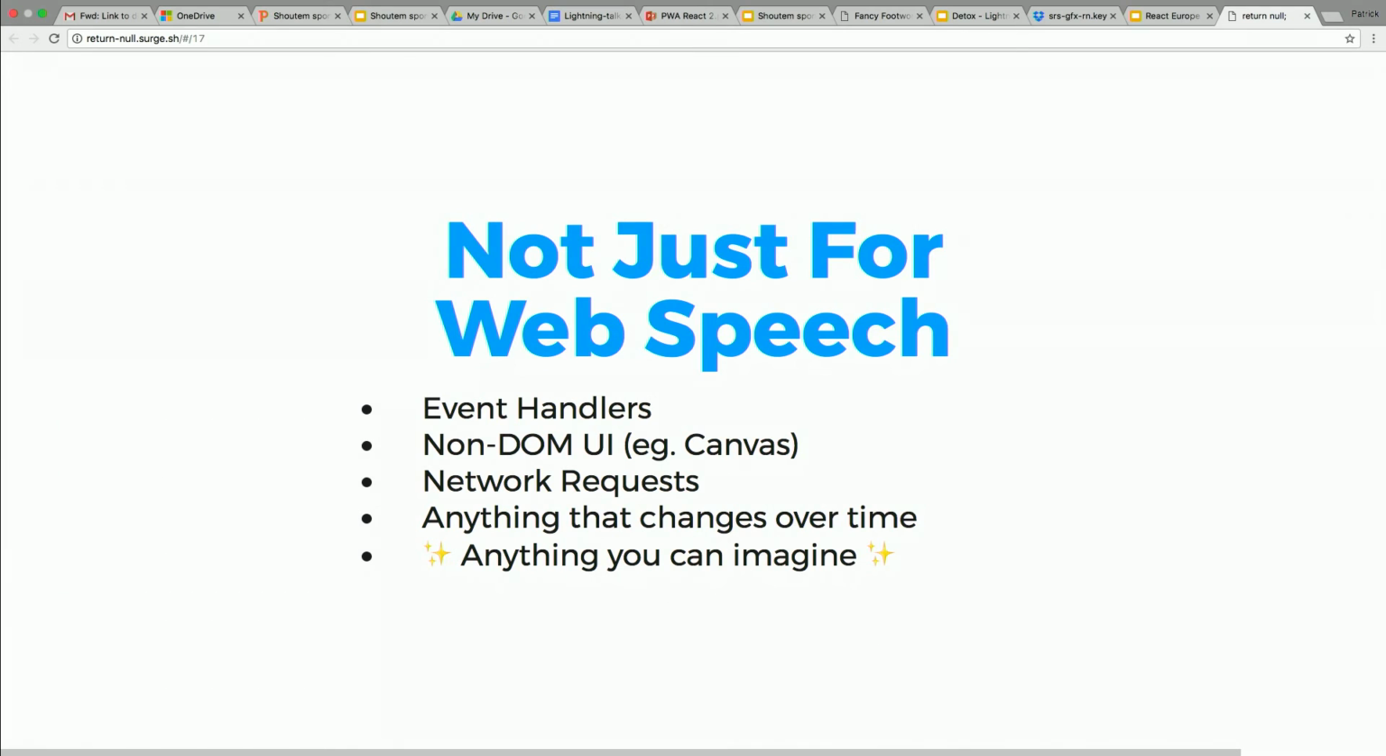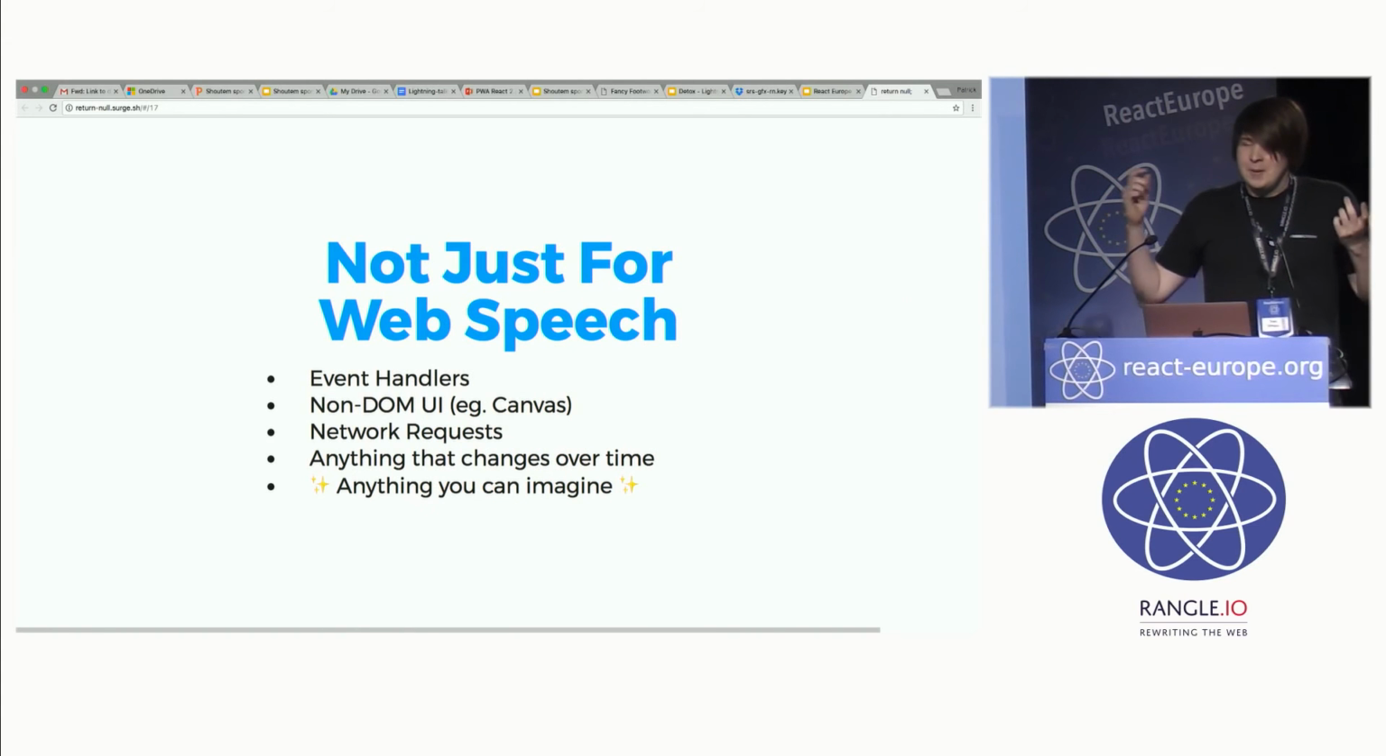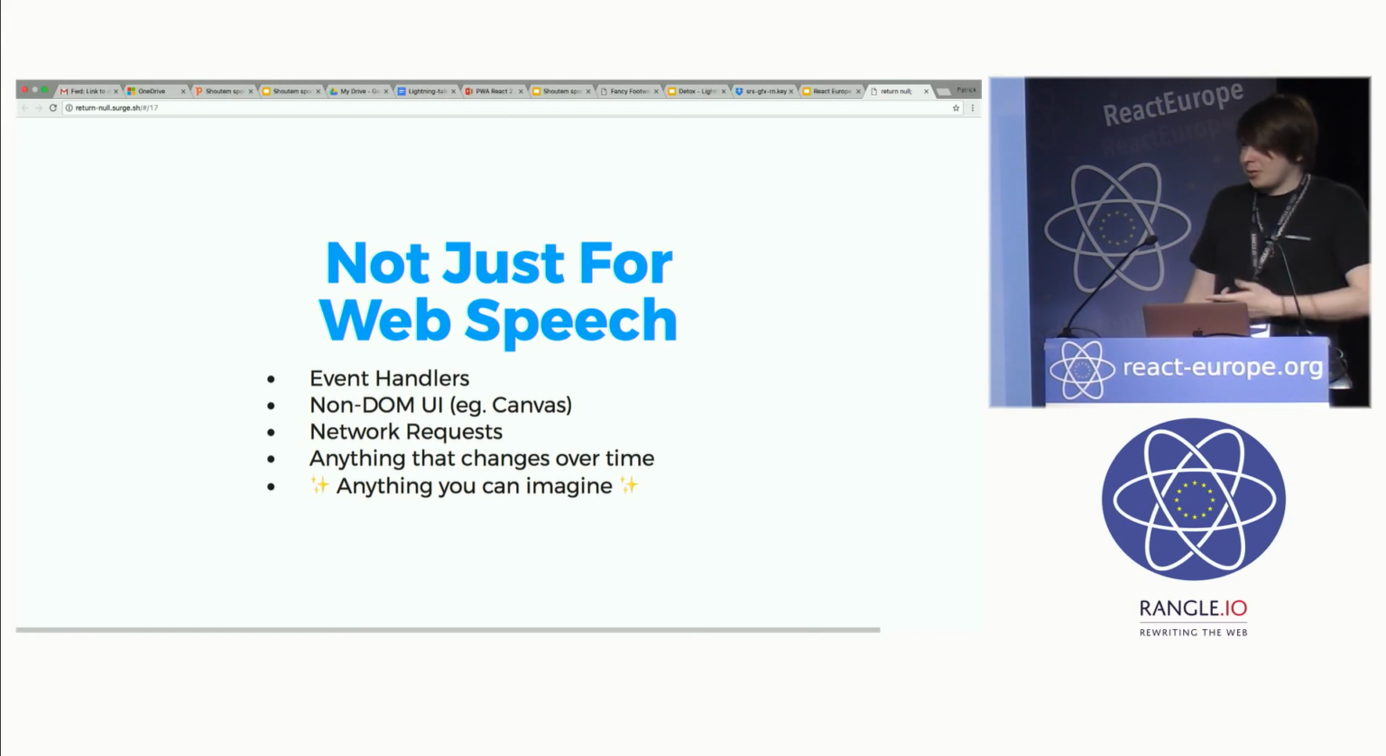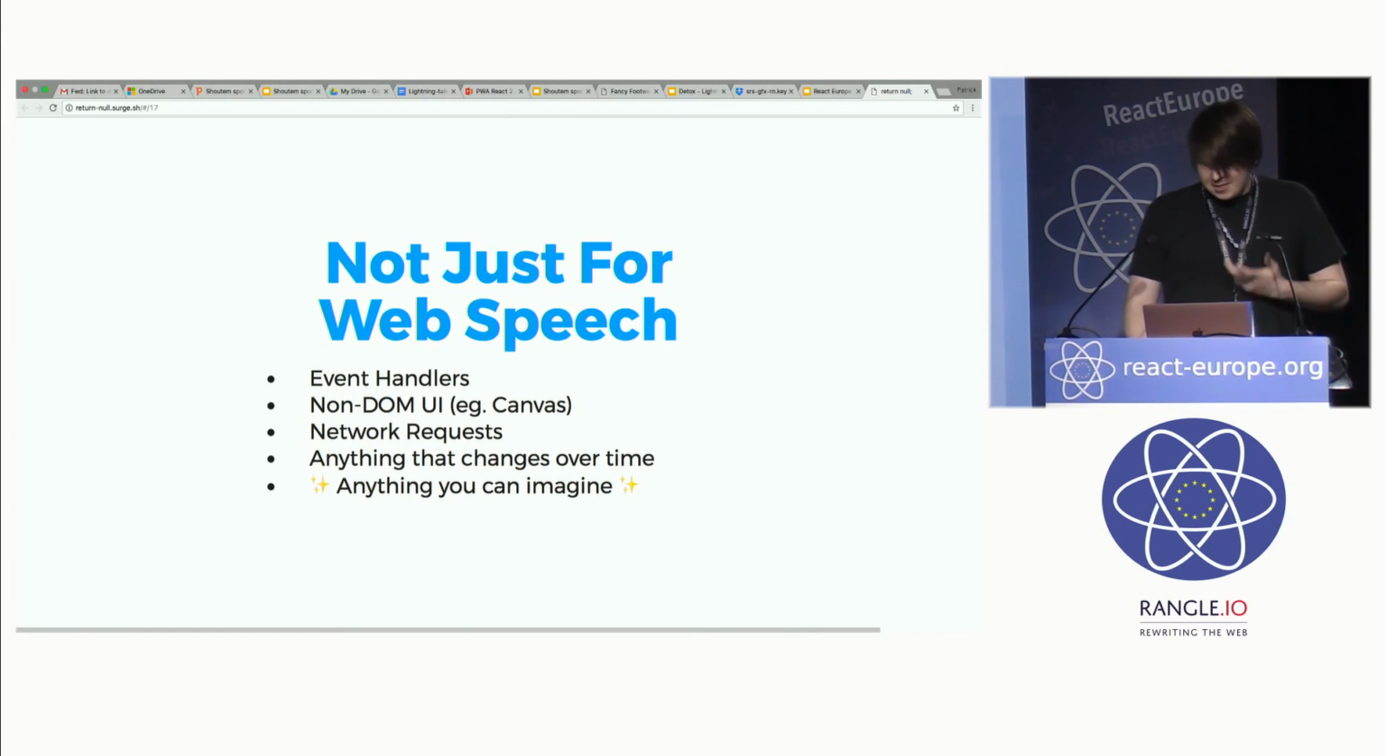So this is useful not just for web speech, right? This is kind of a novelty example, but this is great for event handlers. You can use it for non-DOM UI, like rendering to canvas, network requests. There's a bunch of cool things you can do with this, and I think that we haven't, as a community, explored them all that much.